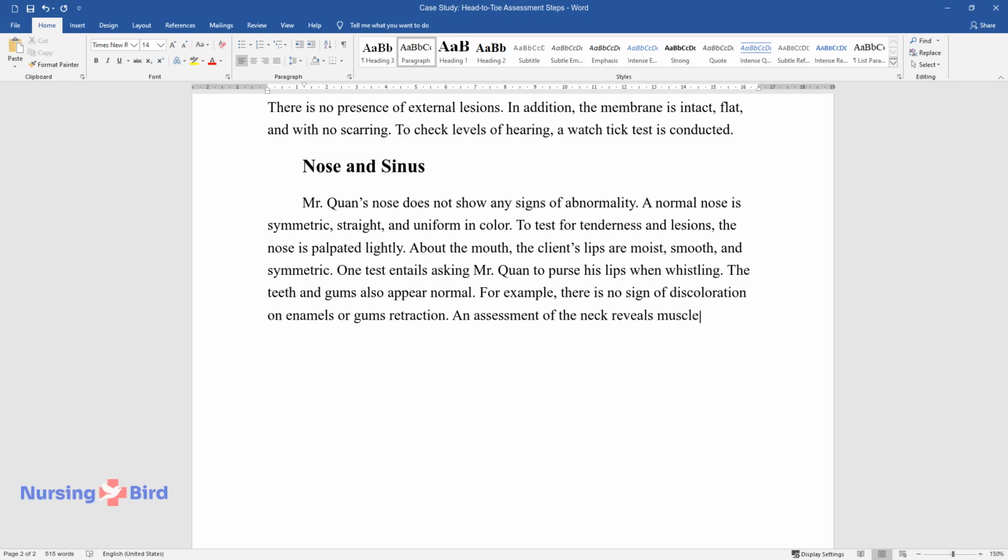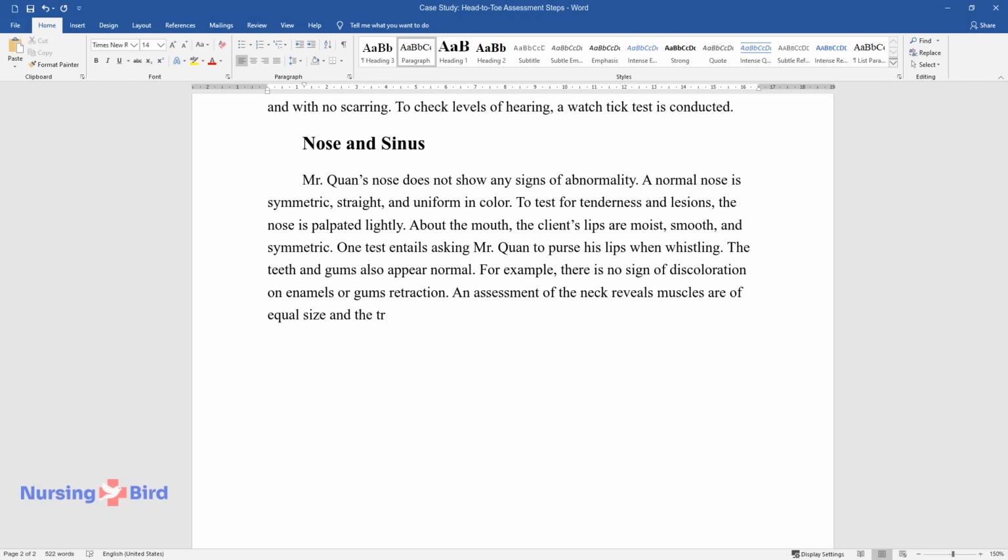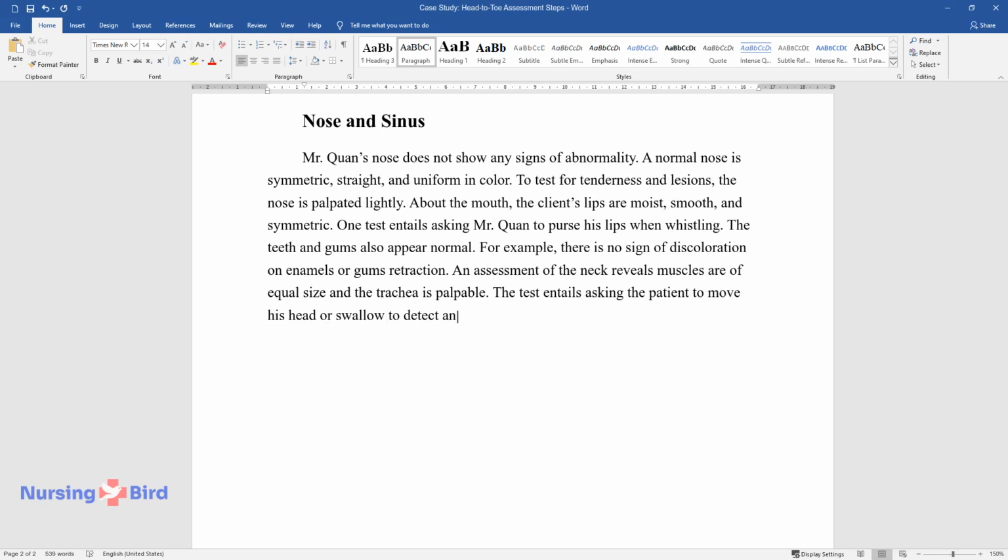An assessment of the neck reveals muscles are of equal size and the trachea is palpable. The test entails asking the patient to move his head or swallow to detect any signs of discomfort.